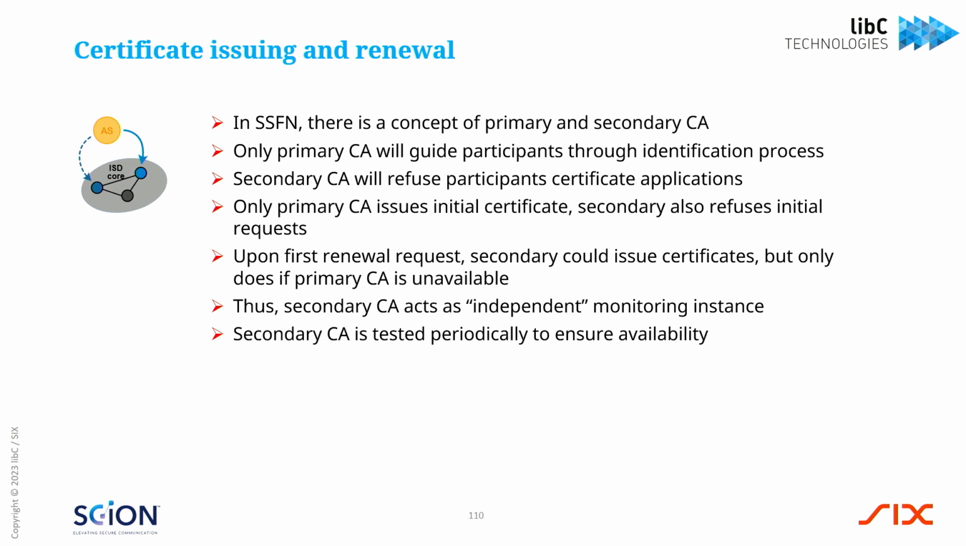The secondary CA also acts as a sort of independent monitoring system, because under normal circumstances, and if the network is configured properly, it would never really issue certificates. Once it starts to issue certificates, something's wrong. Either our CA is unreachable or a configuration mismatch is present in the network. Of course, you also need to test the secondary CA for availability on a regular basis, because if the primary one fails, you want to make sure that the secondary CA is there.